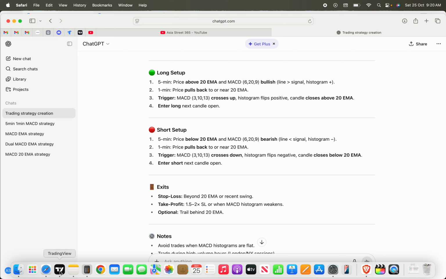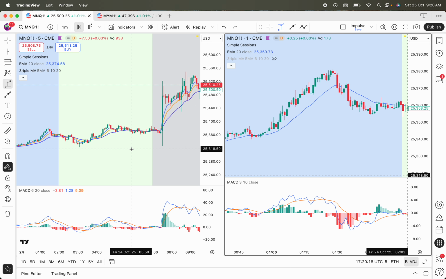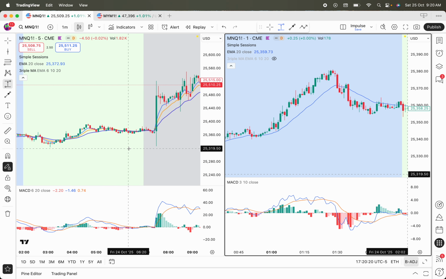So that is my scalping strategy. I just want to say that it doesn't always work. I will read the market incorrectly.